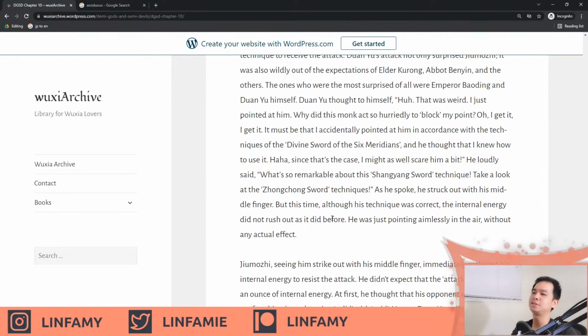He loudly said, "What's so remarkable about this Shangyang sword technique? Take a look at the Zhongchong sword technique!" As he spoke, he struck out with his middle finger. But this time, although his technique was correct, the internal energy did not rush out as it did before. He was just pointing aimlessly in the air without any actual effect.